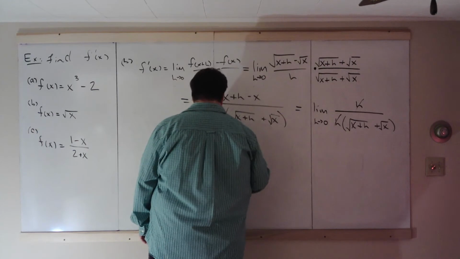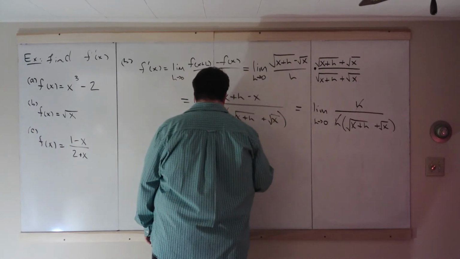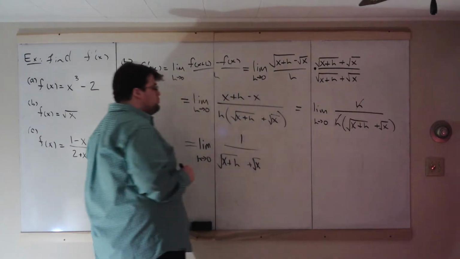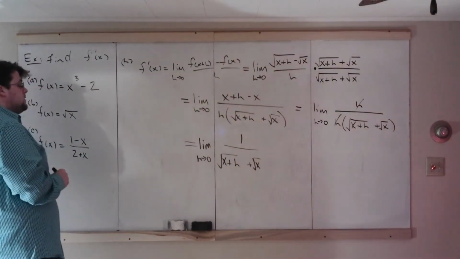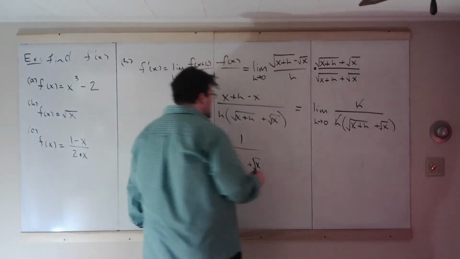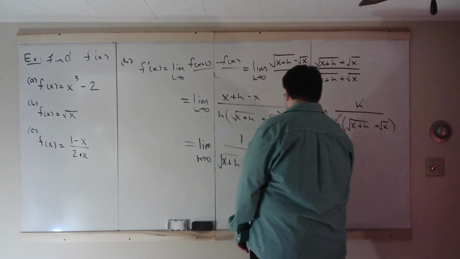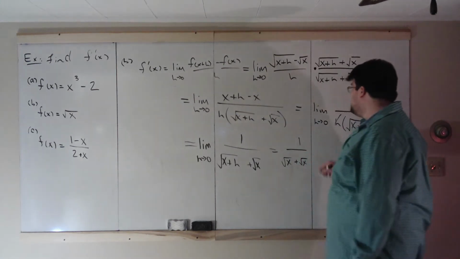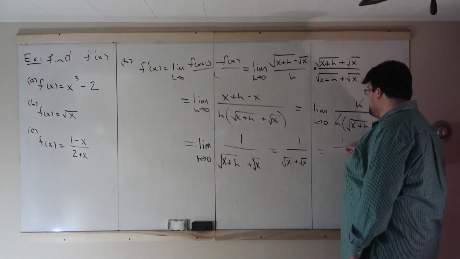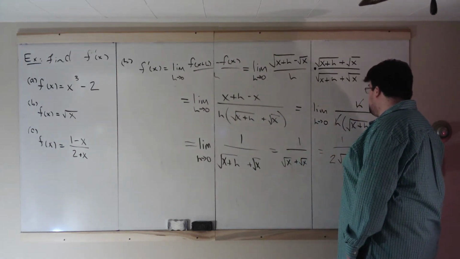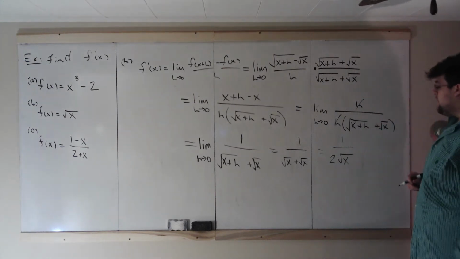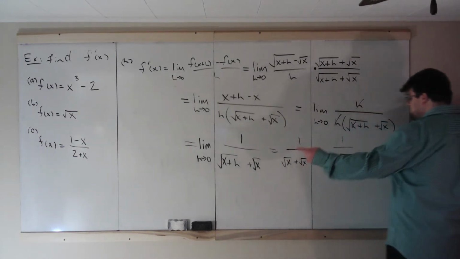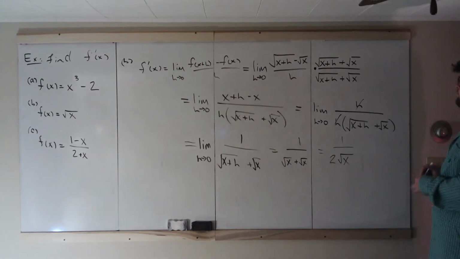So you're left with limit, we still haven't taken a limit, as h approaches 0 of 1 over root x plus h plus root x. Let h equal 0. What do you get? 1 over root x plus root x, which is not simplified. So you have a root x here, they're added, so overall you have 2 root x's.